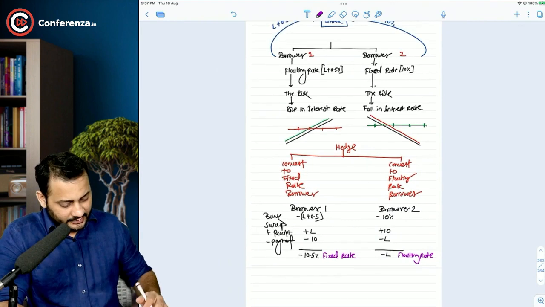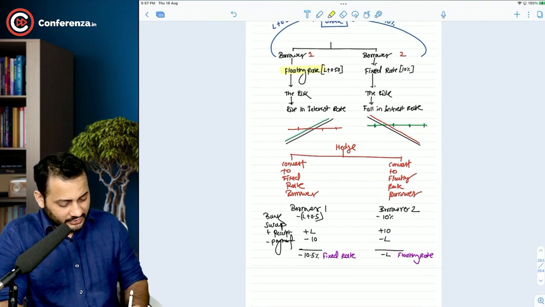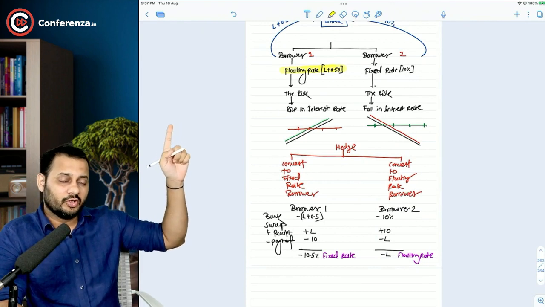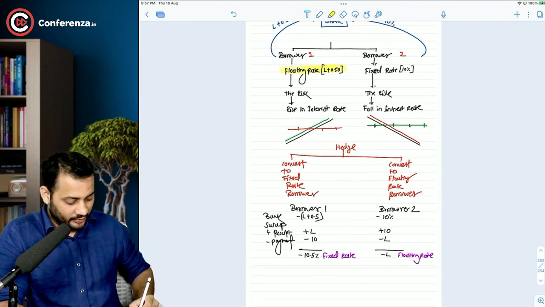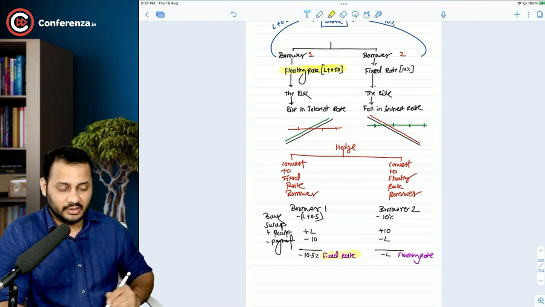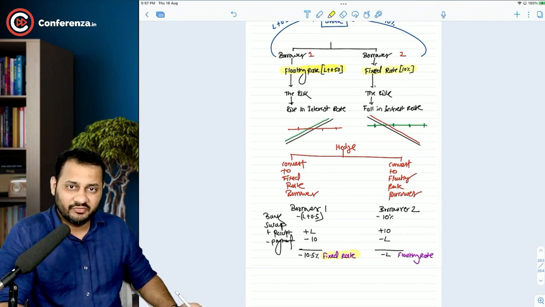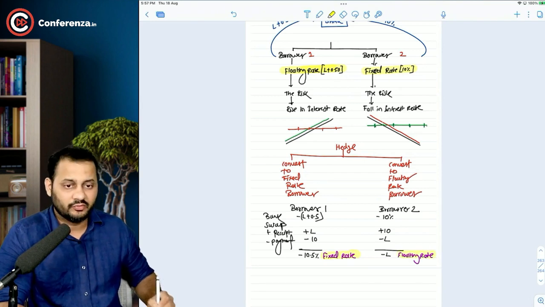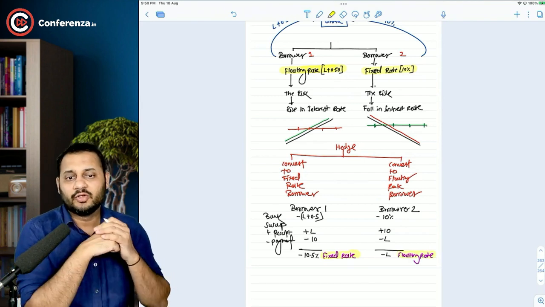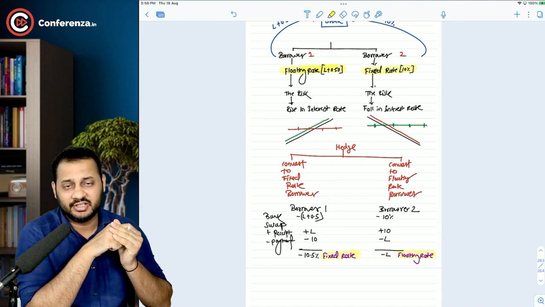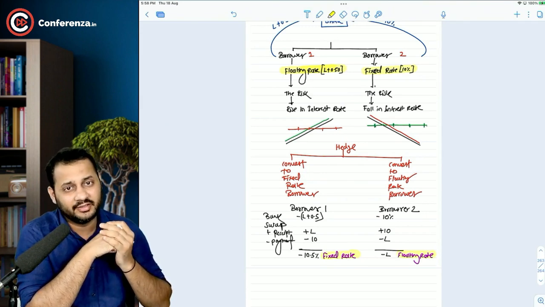You can clearly see when they started the loan with the bank, borrower 1 was paying floating rate. Now he has converted himself to a fixed rate. When borrower 2 borrowed the money from the bank, he was paying fixed rate. Now he has converted himself to a floating rate. It was all because of their opposite expectation of the interest rate in future. Both of them having exactly opposite expectation, that's why both of them entered into a transaction.